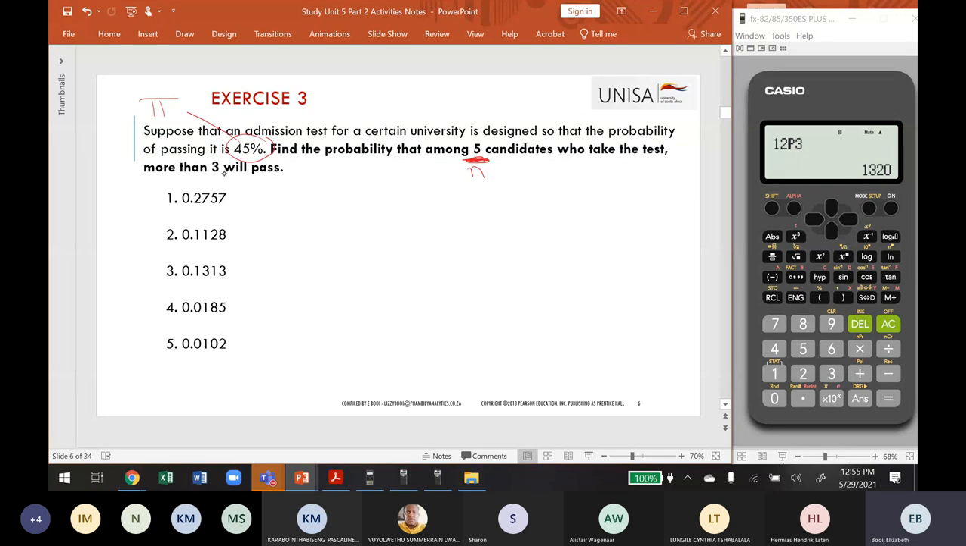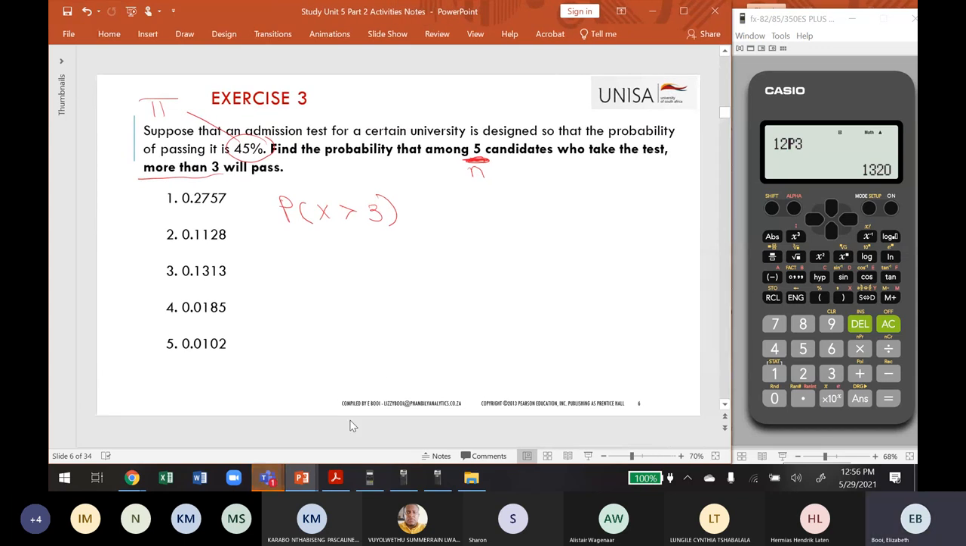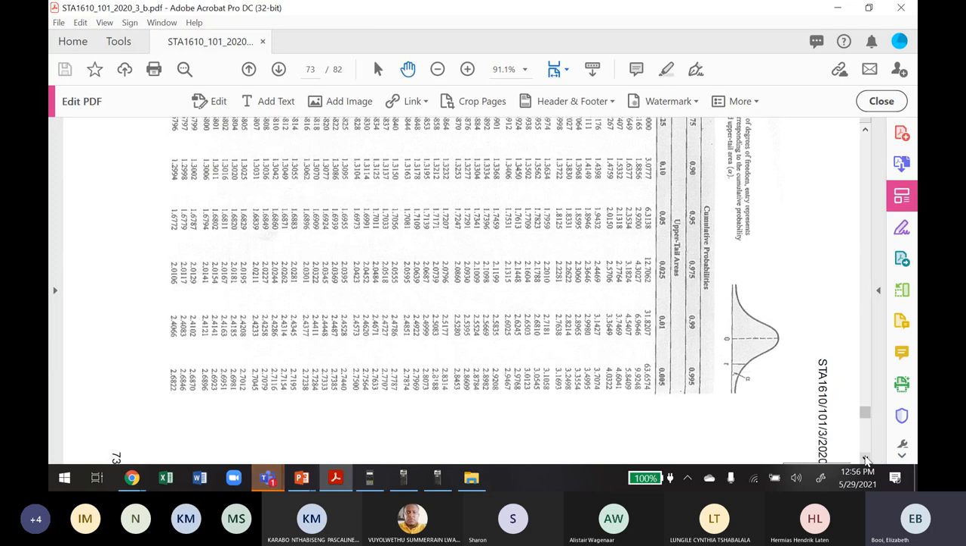And the question asks, find the probability that among those five candidates who took the test, more than three will pass. So it means, what is the probability that X is greater than three? Find that probability. I'm going to do this with you. I'm going to open the table. So let's go to the table. Need to find the table.